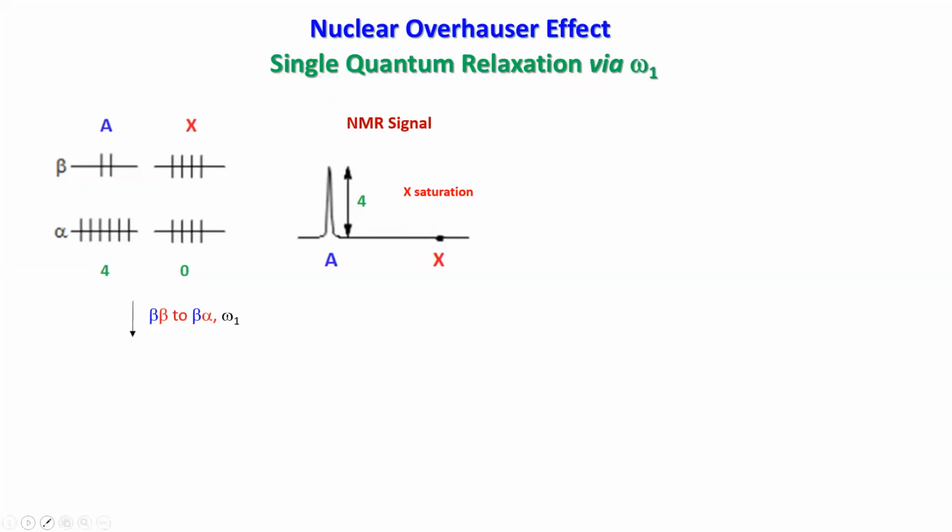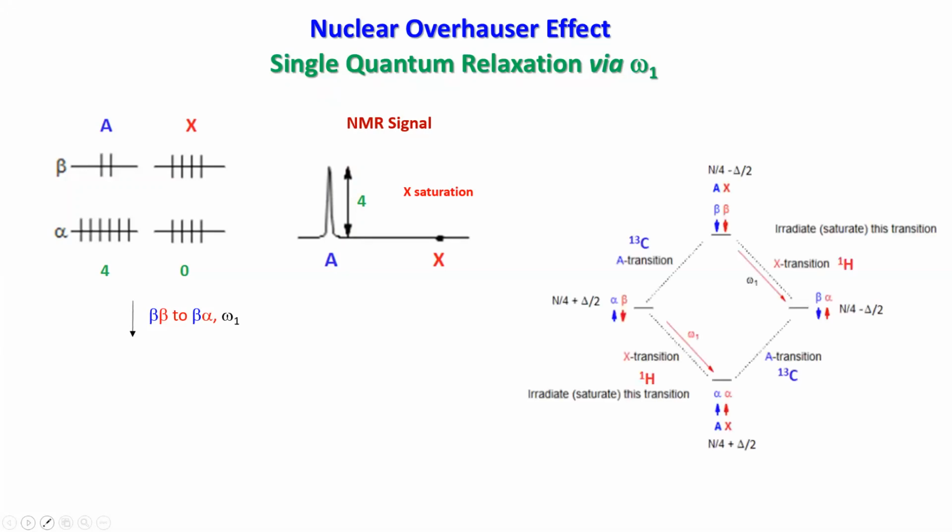Now let us consider the relaxation by the single quantum route. When you talk about the single quantum route, we are doing the relaxation of the beta beta state to the beta alpha state. So we are considering beta beta to beta alpha state. So this is the route.